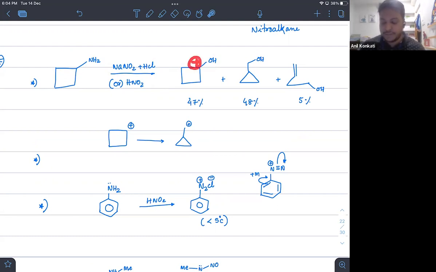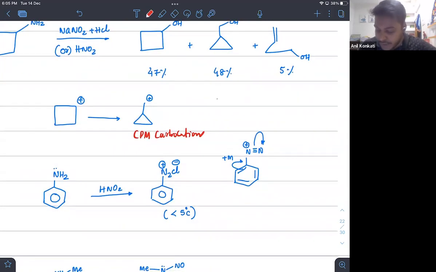First a carbocation is formed here. Alcohol can form directly here, or it can undergo rearrangement and give the cyclopropyl methyl carbocation, because the cyclopropyl methyl carbocation is highly stable. So this is the CPM carbocation. On the CPM carbocation, again alcohol will attack, and you will get 48%. And the CPM carbocation will also give dancing resonance this way, correct?